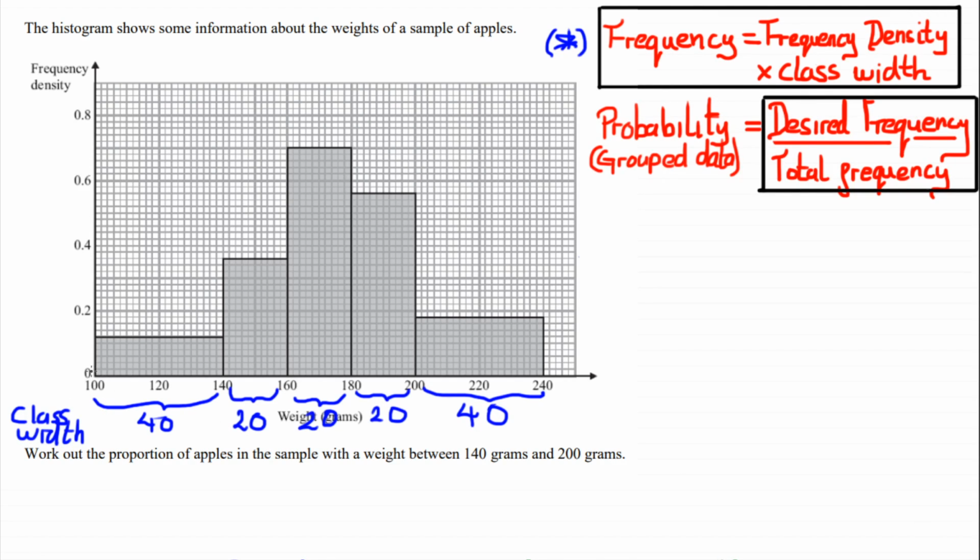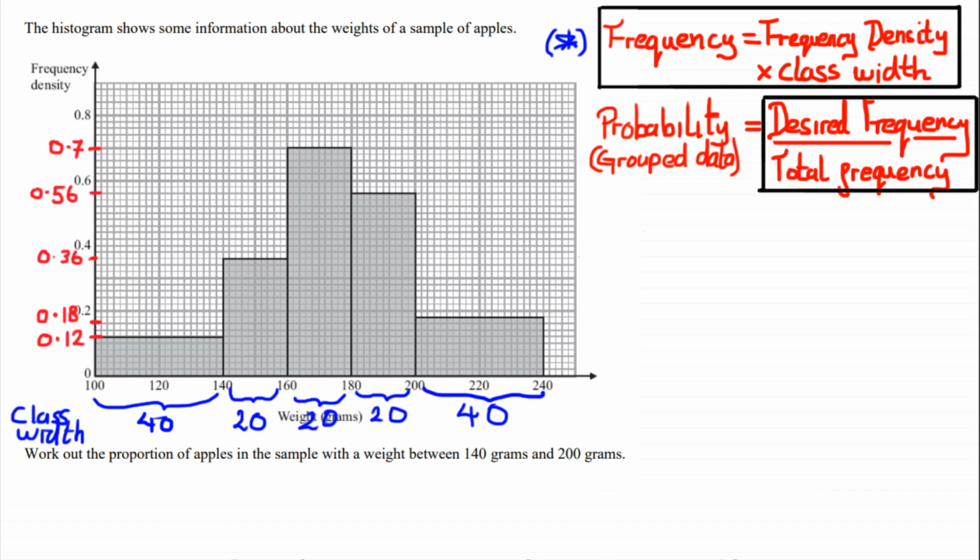As you can see, between 100 and 140, the class width is going to be 40. Between 140 and 160, the class width is equal to 20. Now let's highlight their respective frequency densities. All I've done is write out the frequency densities and highlight them. Now let's calculate the total frequency, which is simply calculated by calculating each frequency and adding them all up.